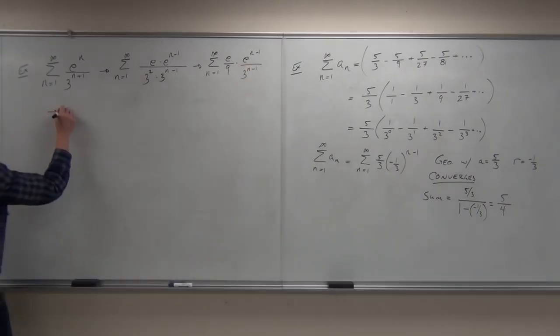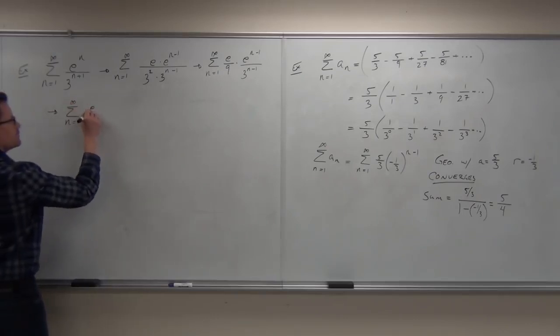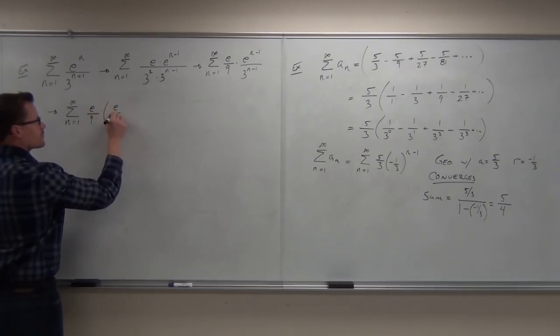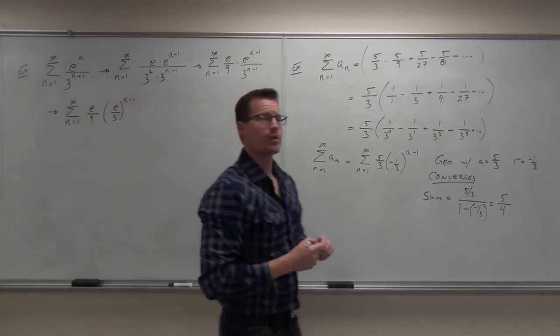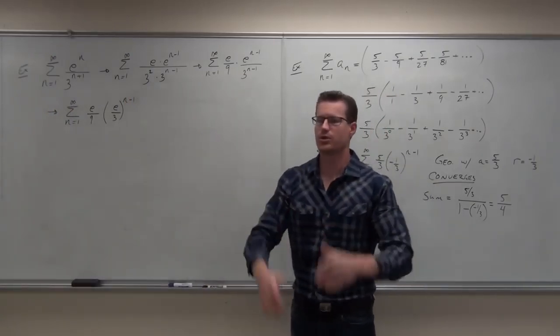Then this thing is the same thing as a series n equals 1 to infinity of e over 9, that's fine. It's ugly, but it's fine. And then I'd have e over 3 to the n minus 1. Now, we are practically done with this problem, but I want to walk through it one more time to make sure that you guys get what we're doing here.